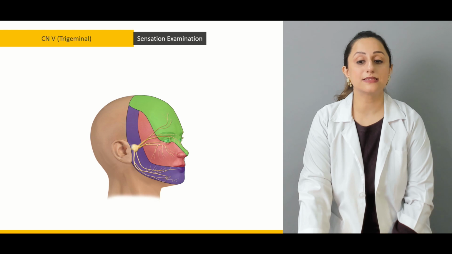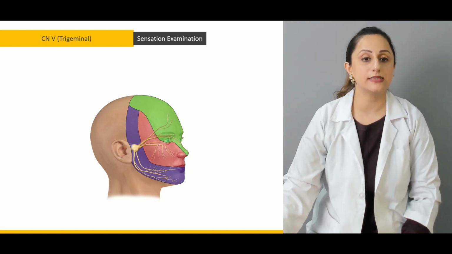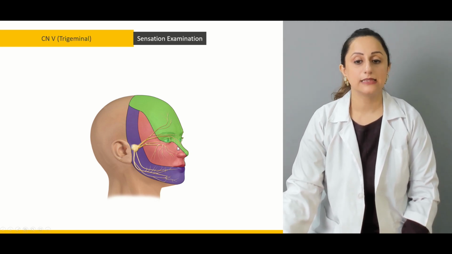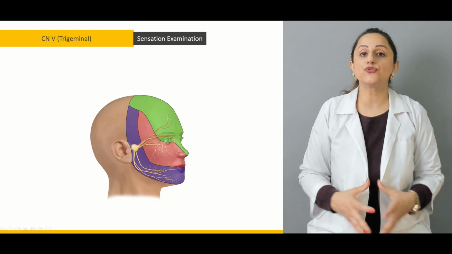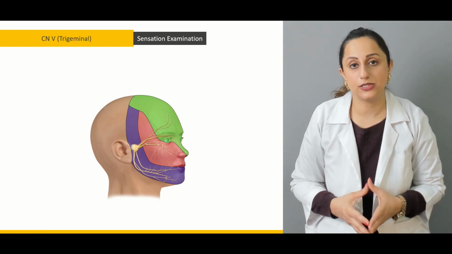So this is a diagrammatic representation that basically shows the different areas of the trigeminal sensory nerve supply. This green area is basically signifying the ophthalmic division of the trigeminal nerve. We have the pinkish area, which is basically the maxillary division, and then we have the mandibular division of the trigeminal nerve. So these are the three major sensory divisions or sensory areas that are supplied by the trigeminal nerve.